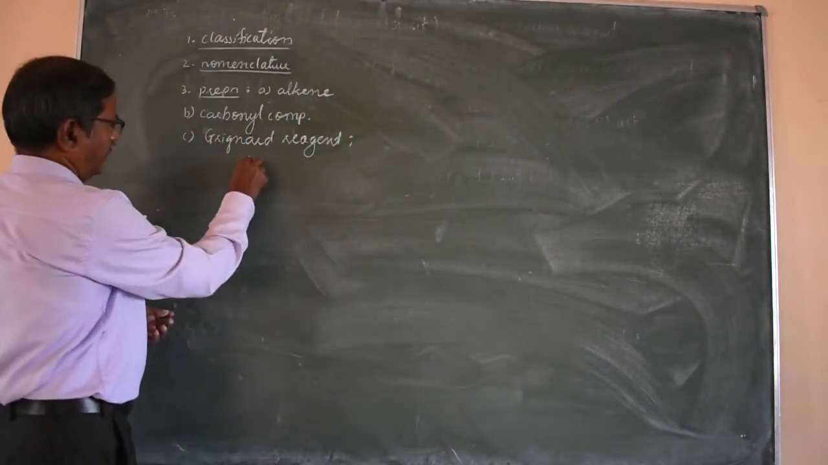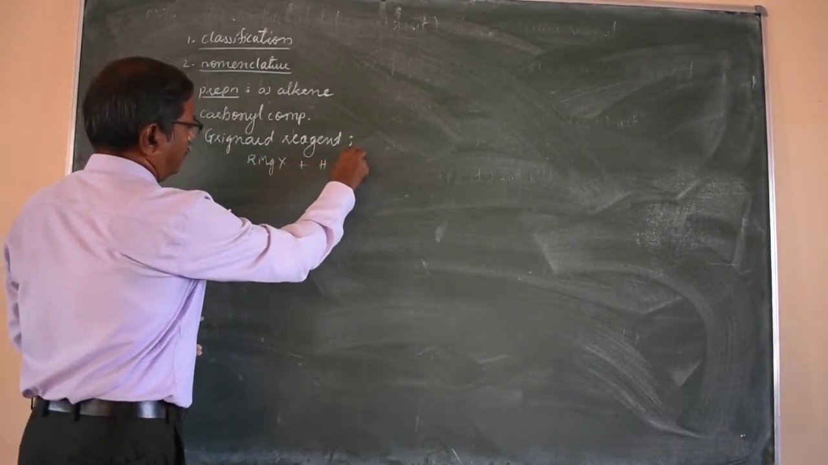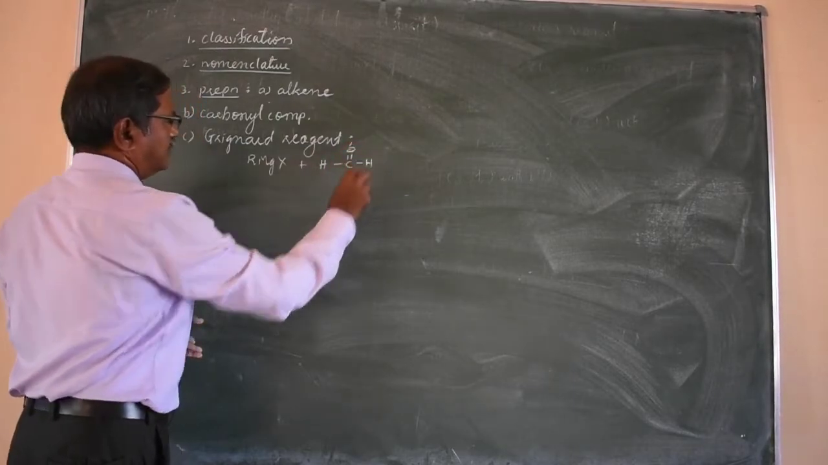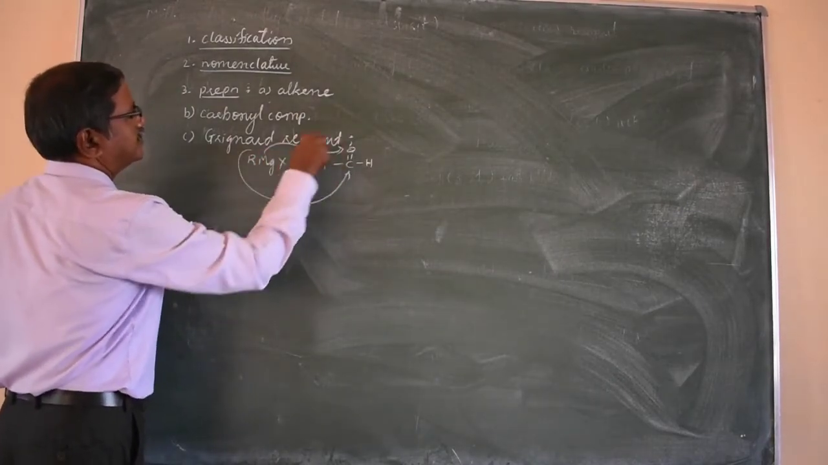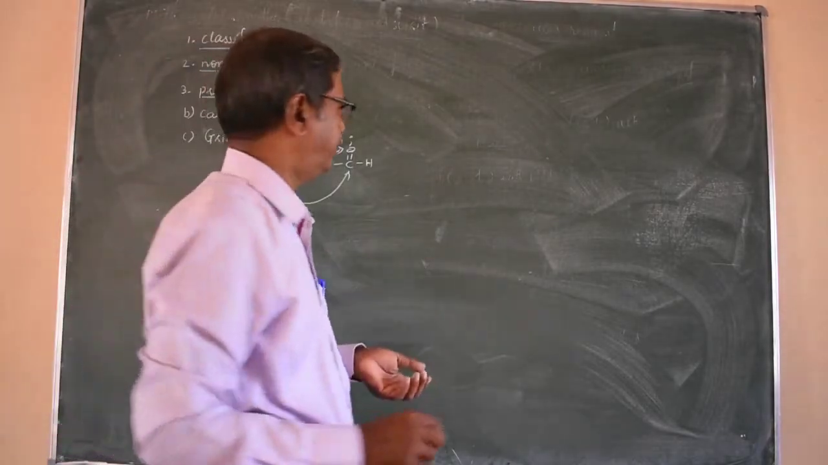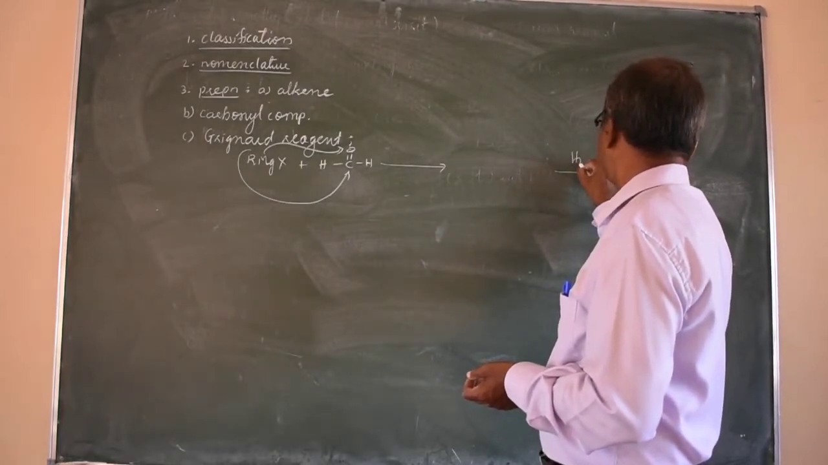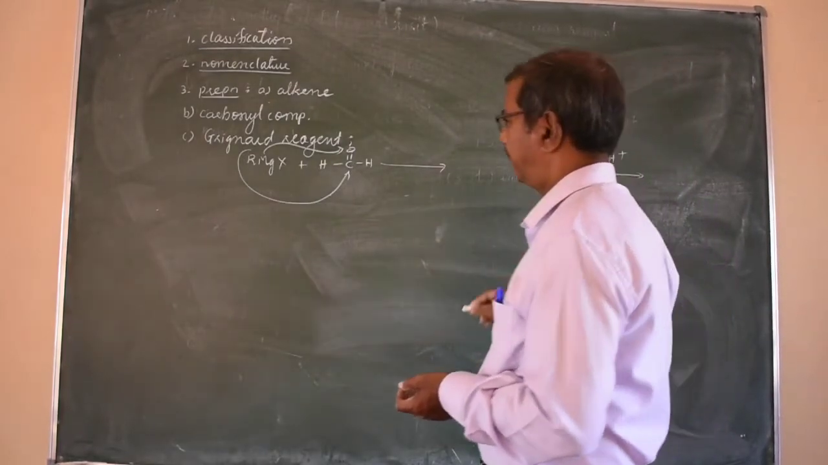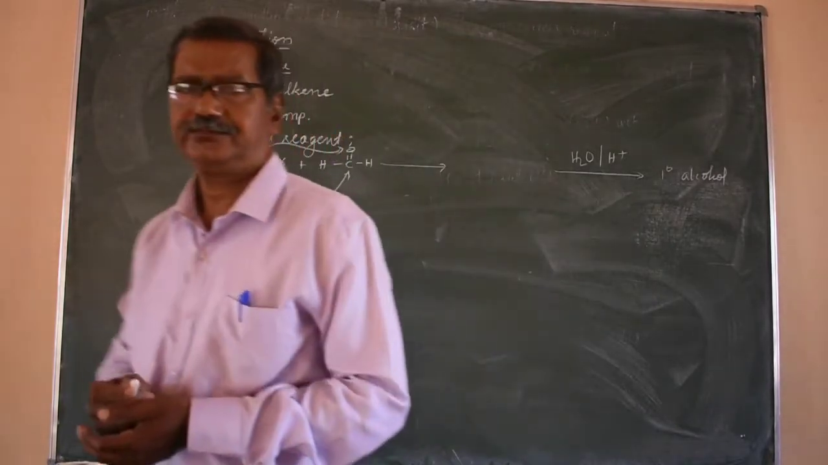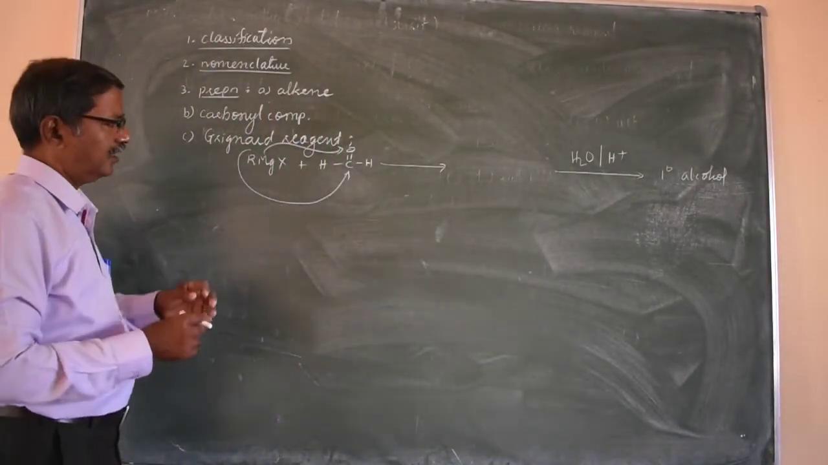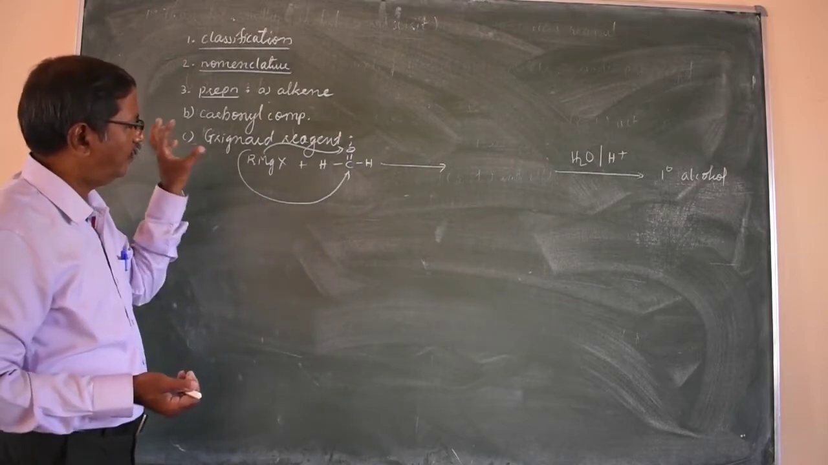So we have RMgX and formaldehyde, H double bond O, formaldehyde. Addition takes place. We know this part carrying negative charge and Mg add to this one. Addition takes place. You are getting the first product. You can write like this, first product, and this on hydrolysis in presence of acid gives primary alcohol or 1 degree alcohol.